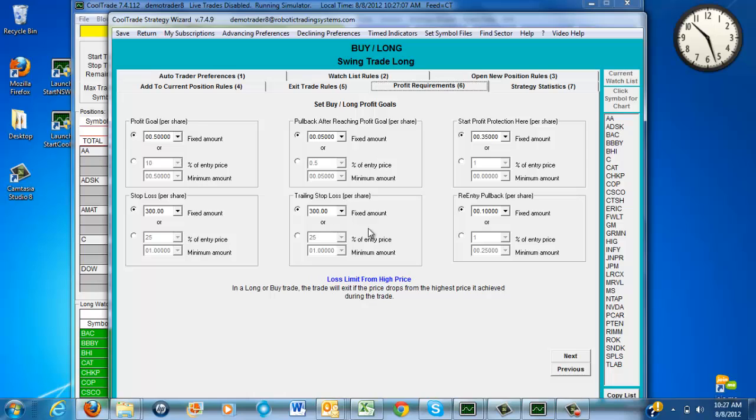We have stop losses here. If you want to use those features, they're available. And then we have a re-entry pullback of 10 cents. After we close out a profitable position, we're going to wait for a pullback before we consider opening another position.